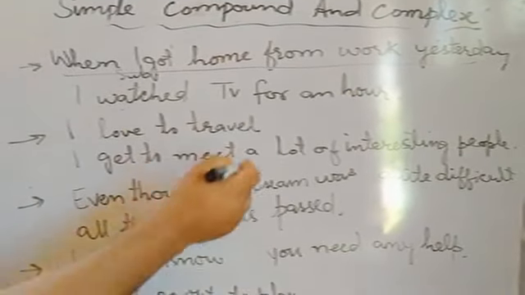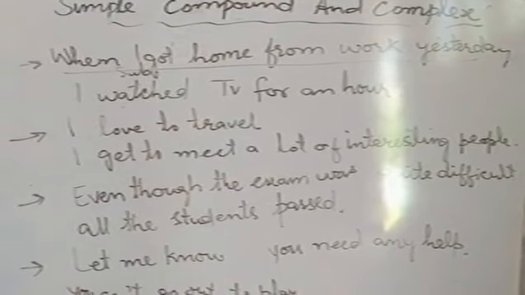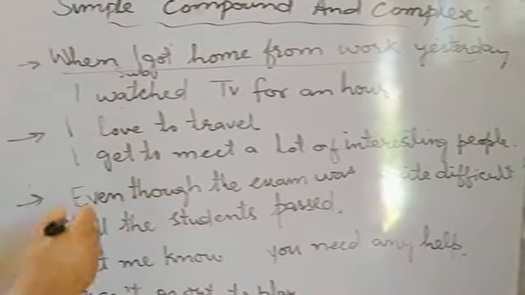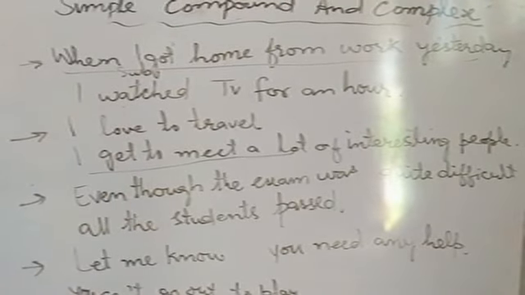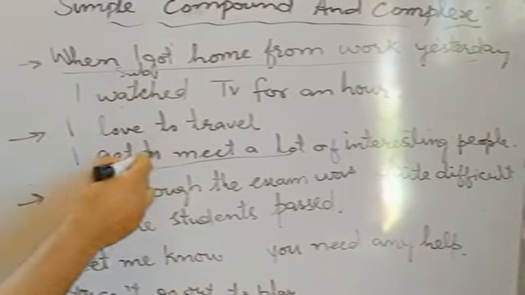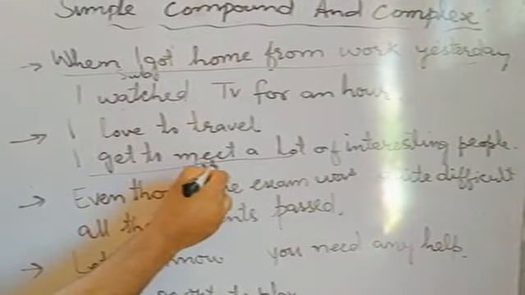I love to travel. It's a complete sentence. I get to meet. It is incomplete. It needs the support of a main or independent clause. So here, this one is dependent or subordinate.